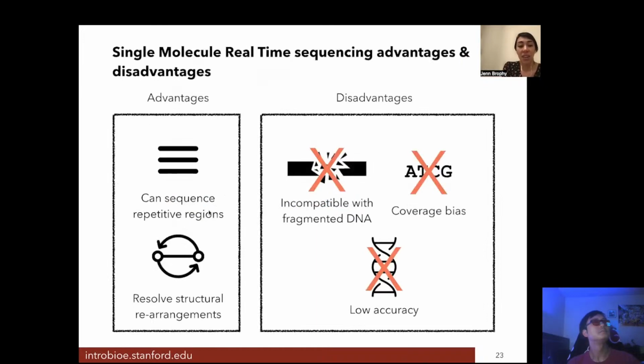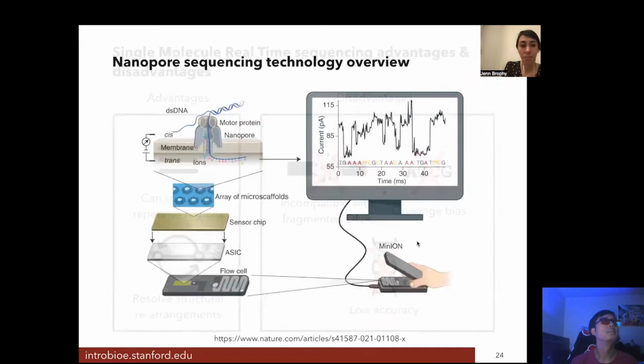Okay, so it has these advantages of being able to sequence repetitive regions and resolve structural rearrangements, but it's not compatible with fragmented DNA. Again, the advantage here is being able to sequence a long segment. If you have a really short piece of DNA, it would zip through the polymerase really fast, but not be a super good use of the technology. It does have a little bit of coverage bias, so it's not perfect at reading all bases, and it is low accuracy, although, again, we get over that low accuracy problem by sequencing the same molecule many times in a row.